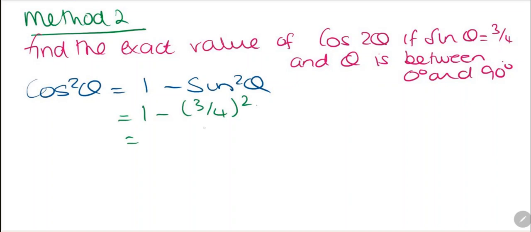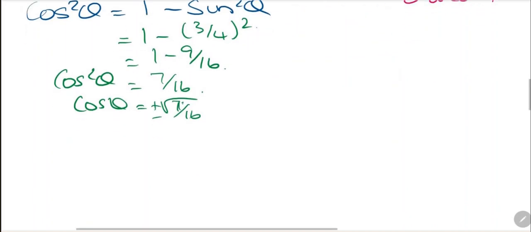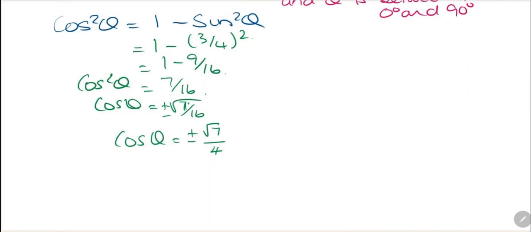So 1 minus 3/4 squared, that's going to be 9/16. And 16 minus 9, that is 7/16. So we need to take the square root of 7/16. And if we do that, cosine of theta will be plus or minus root 7/4. So now we have cosine and we have sine.